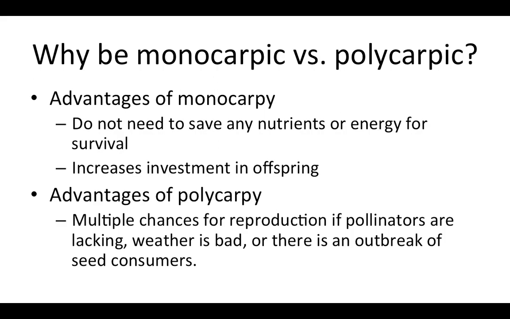So by being able to spread reproduction out across multiple years, the polycarpic plant increases the chance that at least some of those years are favorable, and it increases therefore the chance that some of its seeds will get to survive and reproduce.